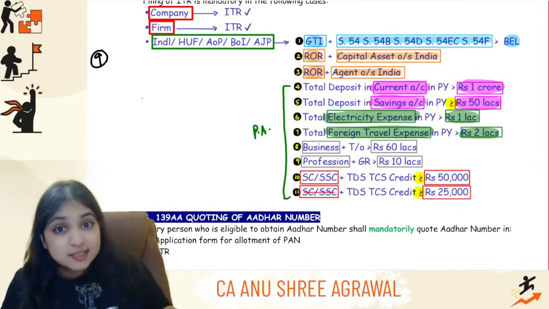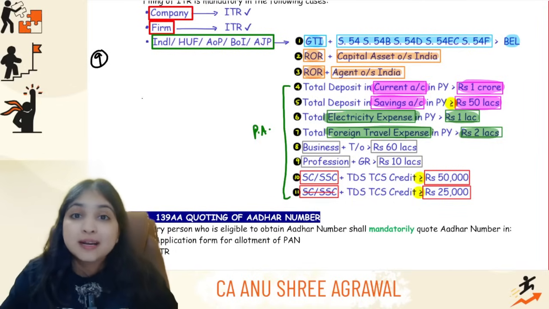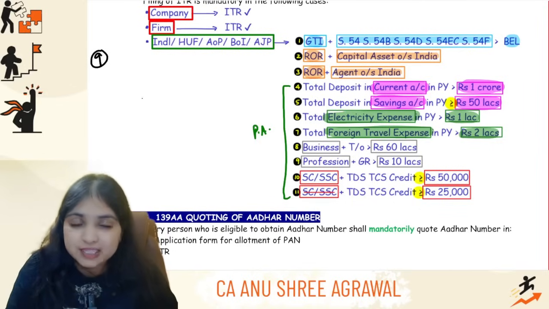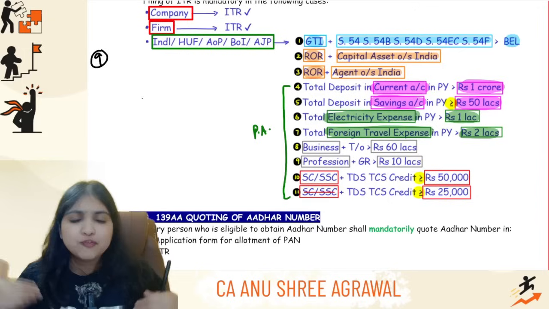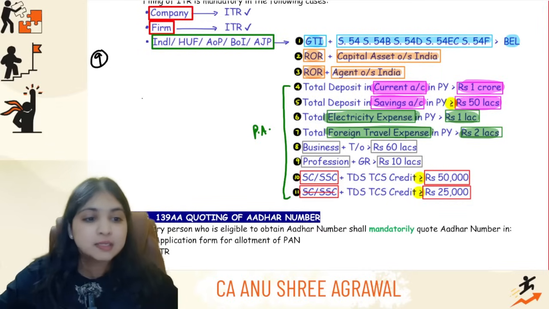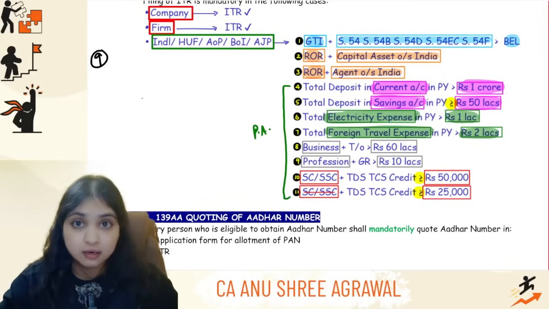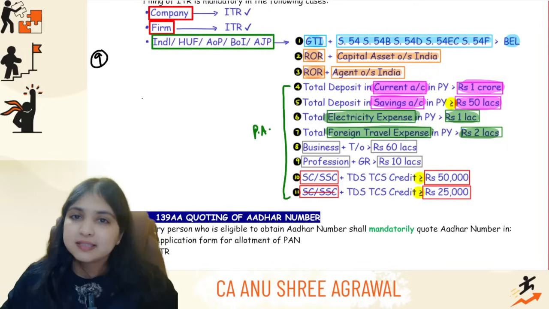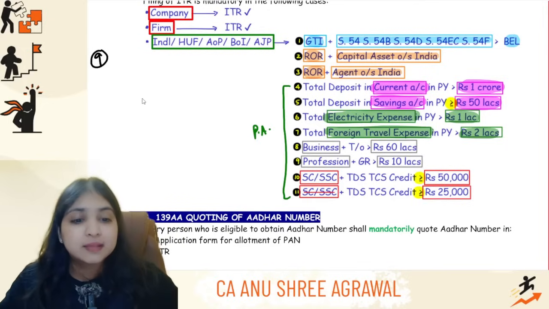Doesn't matter whether the assessee is traveling or not. That doesn't matter. What matters is the assessee is incurring foreign travel expense. Whether the expense is for himself or for anybody else doesn't matter. What matters is the assessee has incurred foreign travel expense. If it is more than 2 lakhs in the entire year put together, then that assessee has to mandatorily file ITR. Okay.